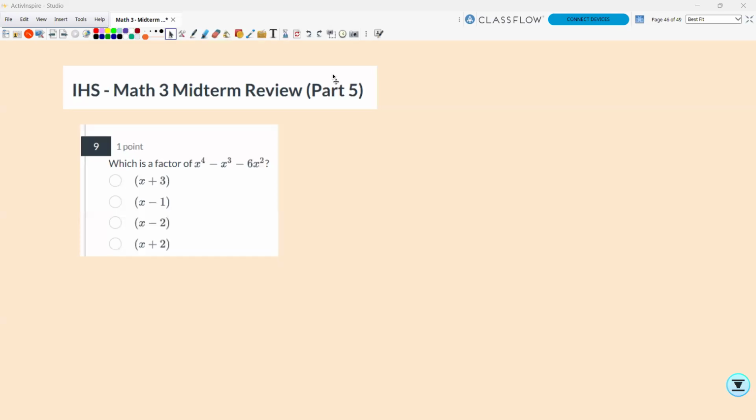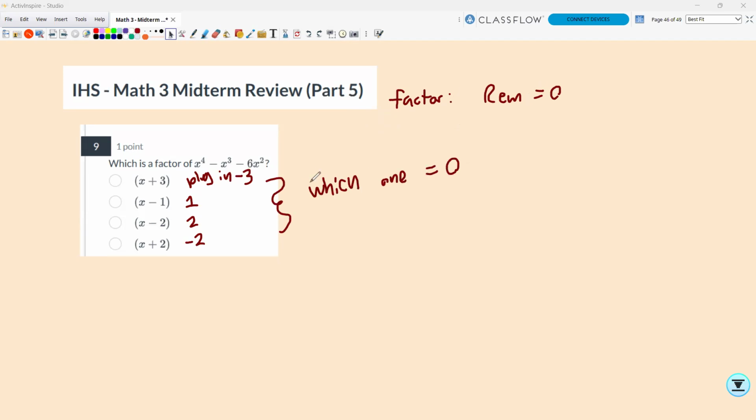Question 9, which is a factor of x to the fourth minus x cubed minus 6x squared? Well, there's a couple ways to determine that. So a factor has a remainder of 0. So you could switch all the signs and plug in -3. You can plug in +1, 2, or -2 and see which one gives you 0. So when I say plug in, I mean use synthetic division or the remainder theorem.